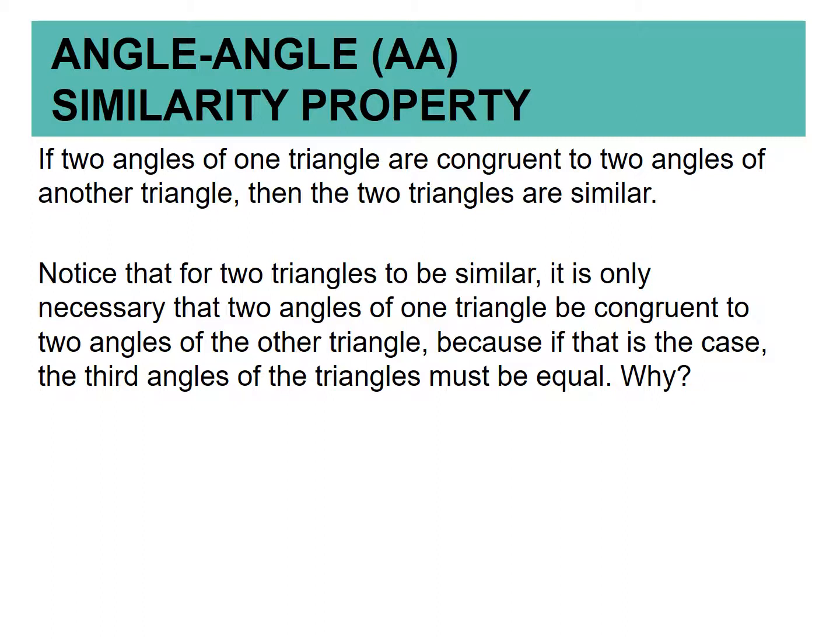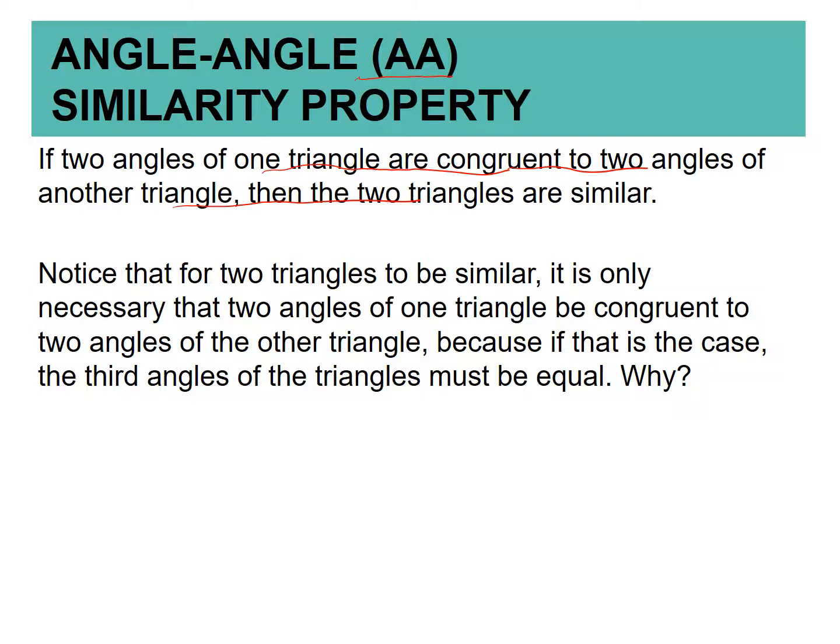This is the angle-angle property for similarity. All we have to know is that if two angles in one triangle are congruent to two angles in the second one, then we know that those are similar triangles. Now we only have to know 2 of them, because the third angle will have to be congruent, because they all have to equal 180.